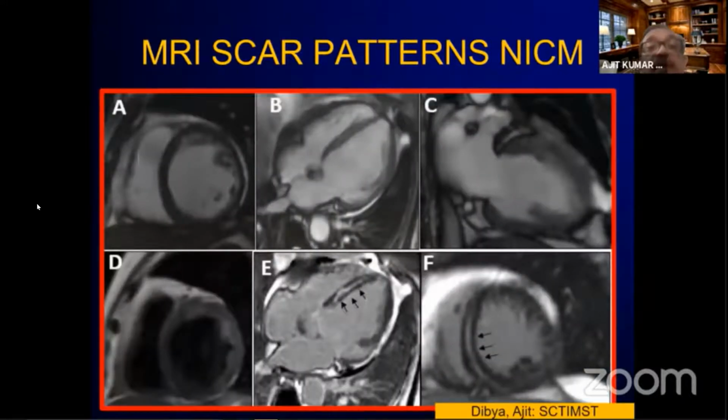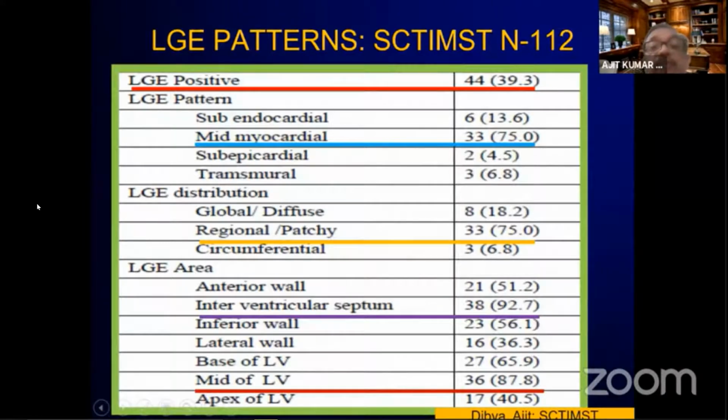So this is a typical LG pattern in non-ischemic cardiomyopathy, a mid-wall LGE, as you can see very clearly with these arrows. You can see it here. So when we looked, we found that a mid-myocardial pattern was seen in about 75%.